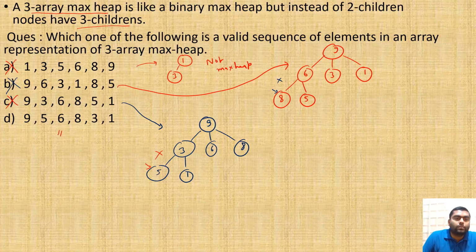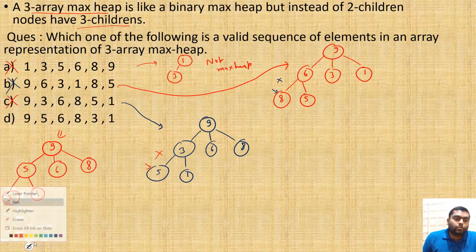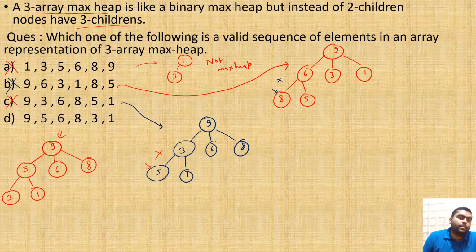Now come to this fourth one. By default this must be correct. 9, 5, 6, 8, and after that 3 and then 1. Observe that carefully. It is very much evident that all the maximum elements are at their correct place, because 9 is greater than 5, 6 and 8, and 5 is greater than 3 and 1. So this is the correct option.